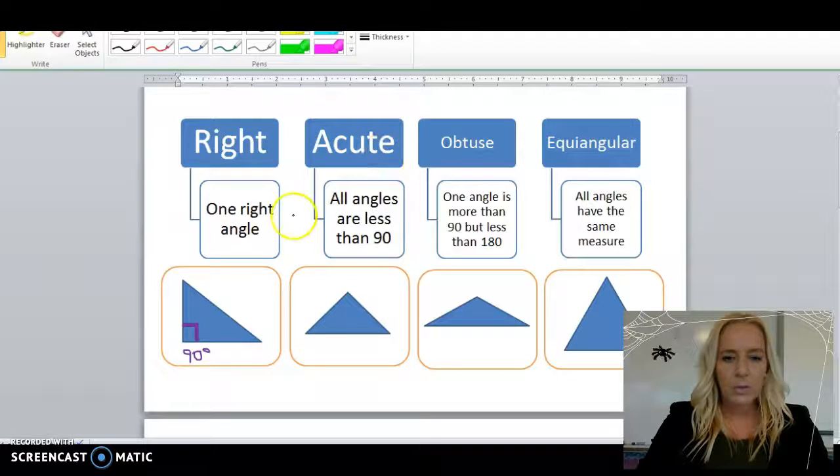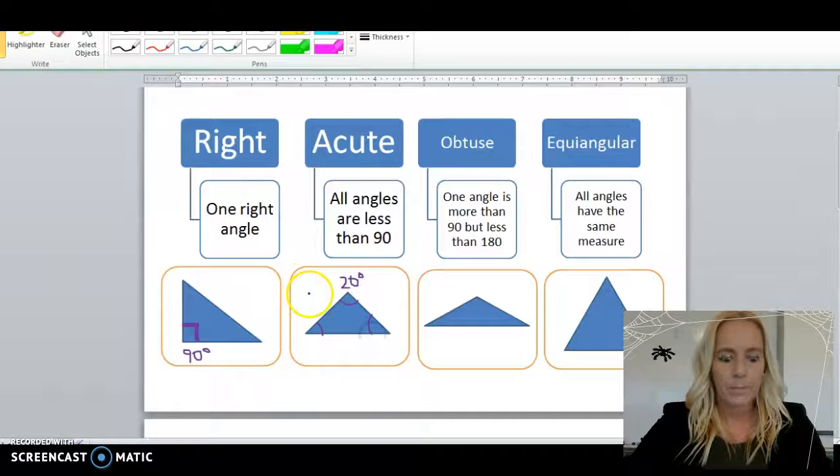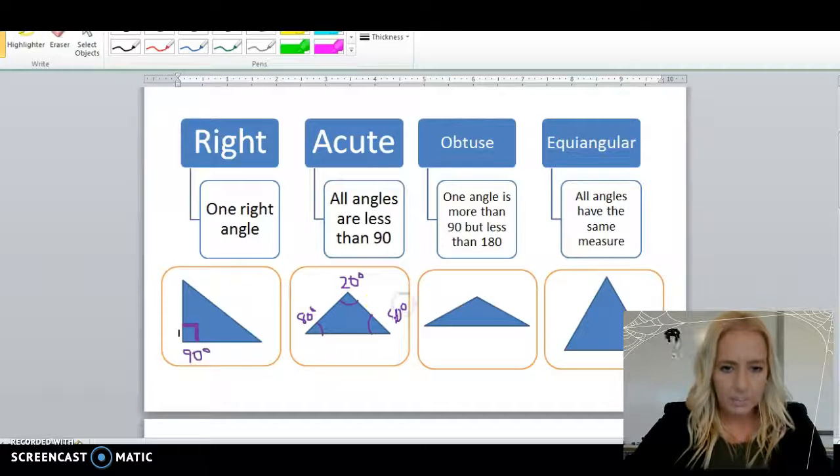An acute triangle is when all the angles are less than 90. So for example, this angle could be 20 degrees, and these two angles are both 80. That's 80.